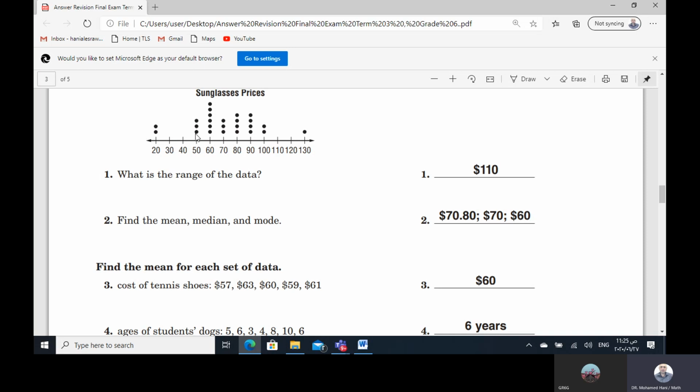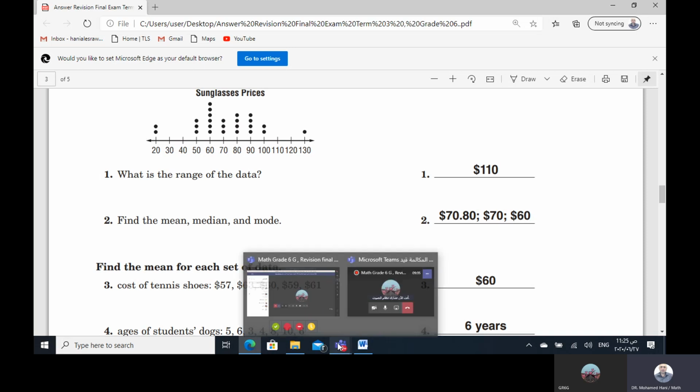Here 50 repeated 3 times. Here 60 repeated 6 times. Here 70 repeated 3 times. Here 80 repeated 4 times. And here 90 repeated 4 times. And here 100 repeated 2 times. Here no values, we have gaps. Here 130 repeated just 1 time.